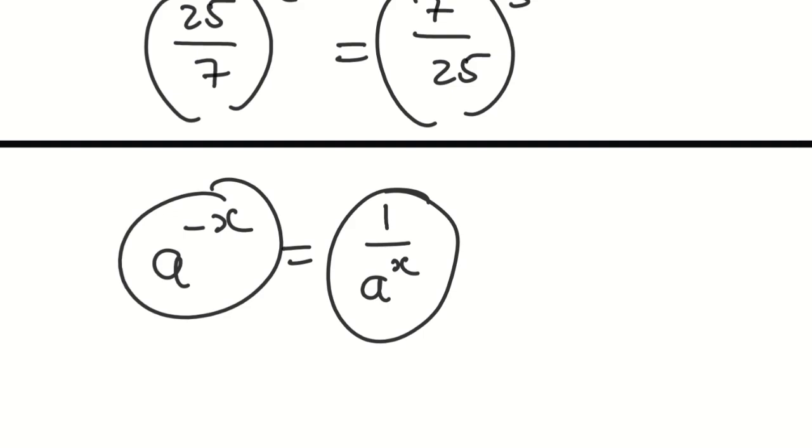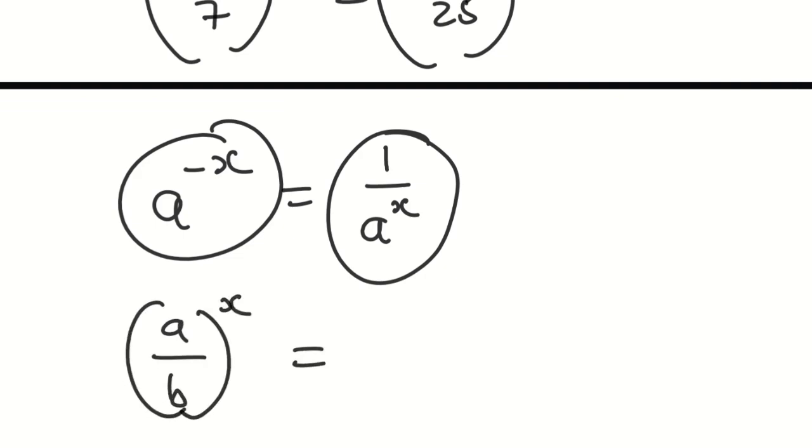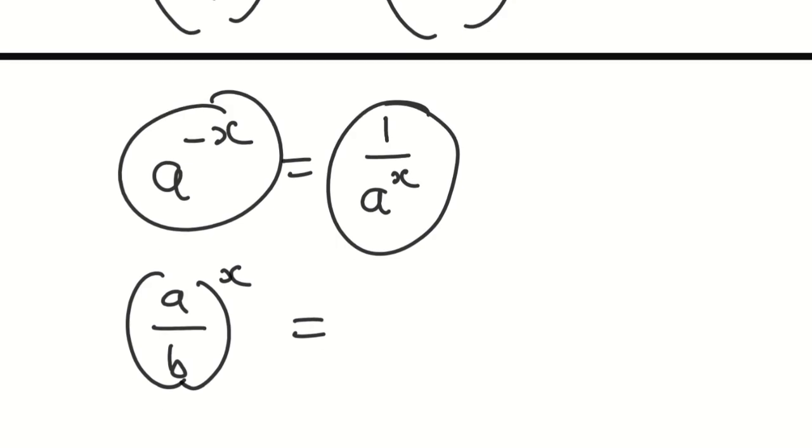Let me extend this a little bit. If you have a over b, for instance, all raised to the power of x, do you know that if you want to change, because I told you if you are bringing a negative sign to the power, you must take the reciprocal of the number without the power.